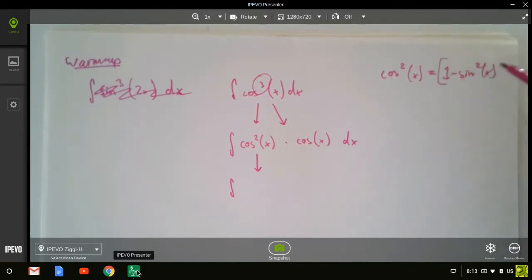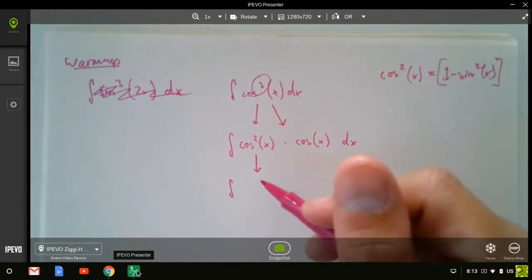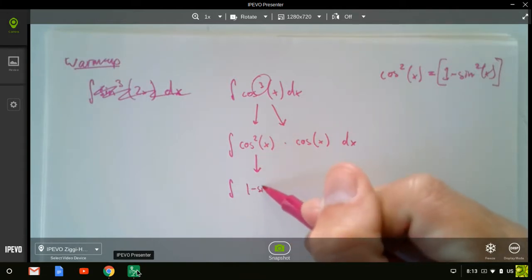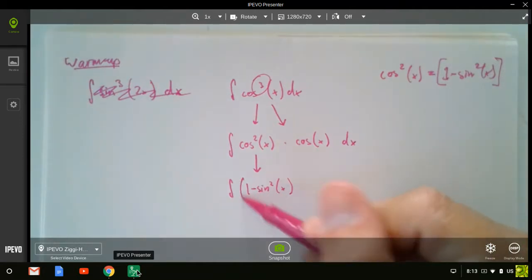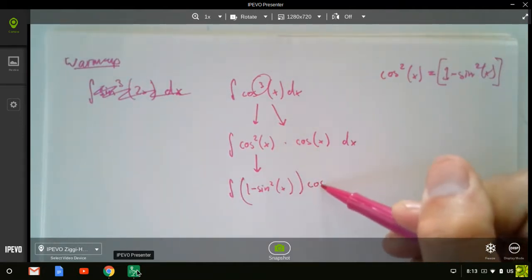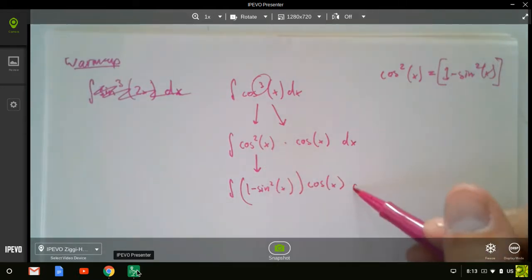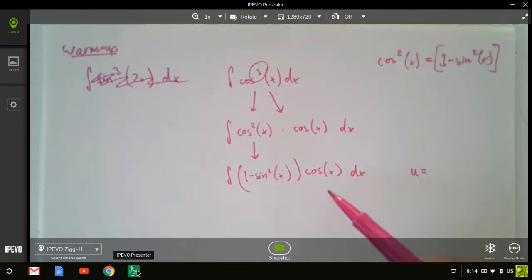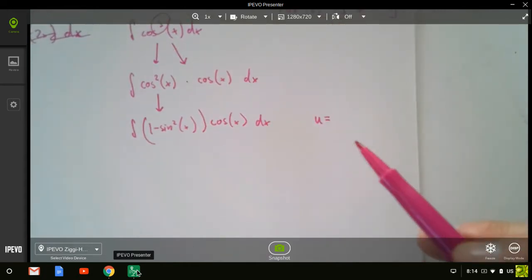A little bit mean because it expects you to know that and remember that. So if we think about that, this will now be replaced with 1 minus sine squared of x times cosine of x. So this is now replaced with this. Why is this significant? It helps in our u substitution. That's only half the battle, I would say. The other half would be to figure out what the u is.